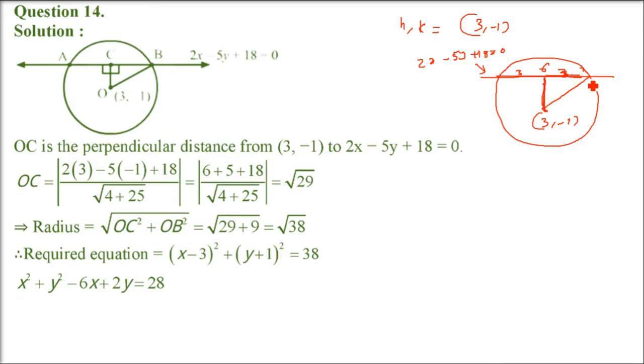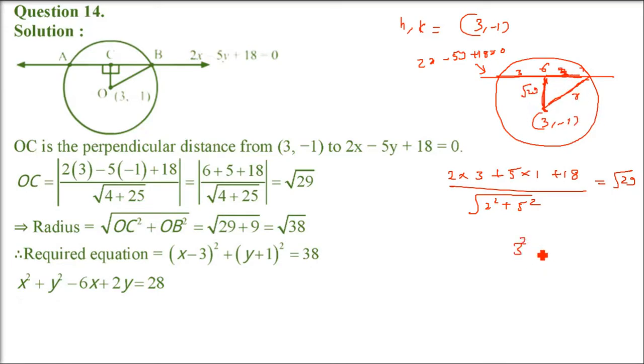If I find the distance of this center from the chord, we can easily find the radius. That is why I am finding the distance of the center from the line. So I am putting 3 and minus 1 in the line equation: 2 into 3 minus 5 times minus 1 plus 18, divided by the square root of 2 squared plus 5 squared. If you solve it, it's going to be the square root of 29. So this is root 29 and this is 3.